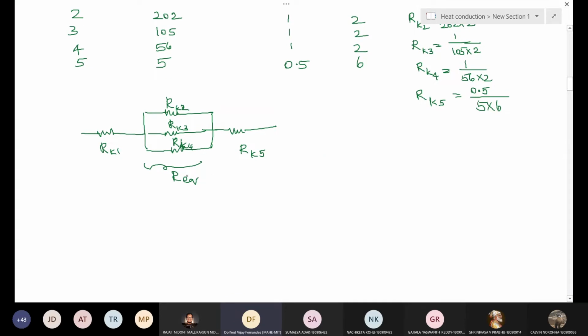Come on, tell me what is R equivalent. So 1 by R equivalent equals 1 by RK2 plus 1 by RK3 plus 1 by RK4.